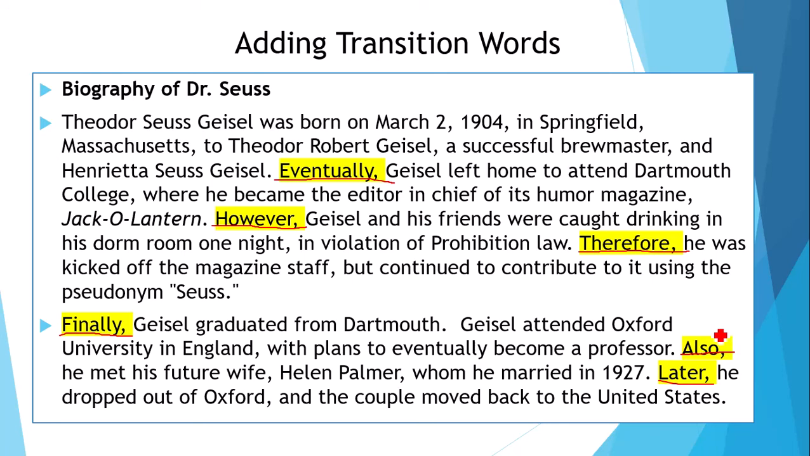So with also, that's an addition word. We're adding a point. You can see, I hope, that even with that, the sentence still doesn't quite fit. So you need more than a signpost. And again, we're going to talk about that next time. But at the very least, we have some chronology words moving us through time. Eventually, he went to Dartmouth. Finally, he graduated. Later, he dropped out of Oxford. Then we have the other words that help connect ideas, however and therefore, which make those logical connections.